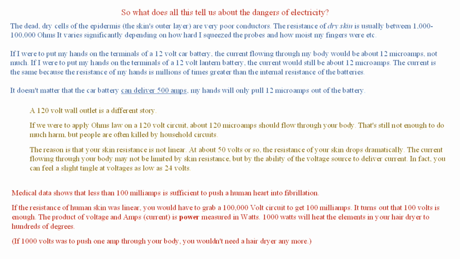If the resistance of human skin was linear, you would have to grab a 100,000 volt current to get 100 milliamps. It turns out that 100 volts is enough. The product of voltage and amps, which is current, remember, is power measured in watts. 1,000 watts will heat the elements in your hairdryer to hundreds of degrees. If 1,000 volts was to push 1 amp through your body, you wouldn't need a hairdryer anymore.